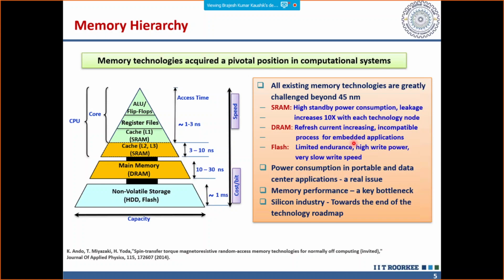Now the next choice is flash. Flash is often used for mass storage. Instead of non-volatile storages, you do use flash memories, but they are not very fast. They are very slow, and they also have high write power consumption. Other than that, they have limited endurance. Endurance means how many times you can write onto it, right? Overwrite 0 1 0 1. All those cycles that you can put these flash memories through are quite limited.